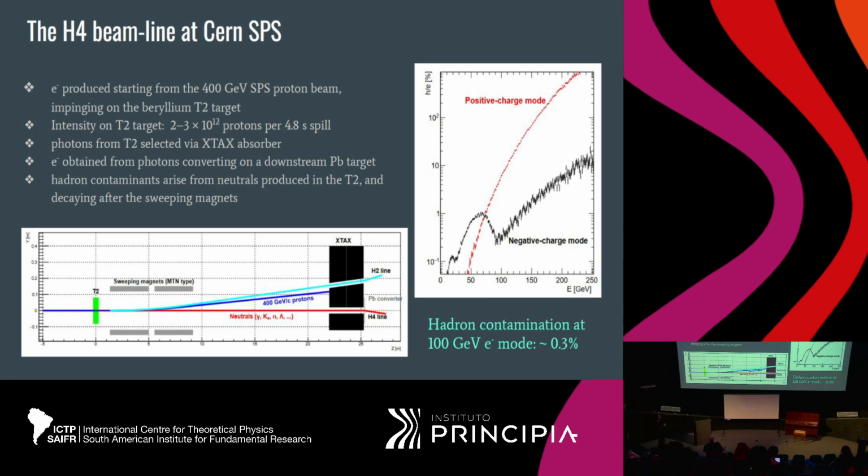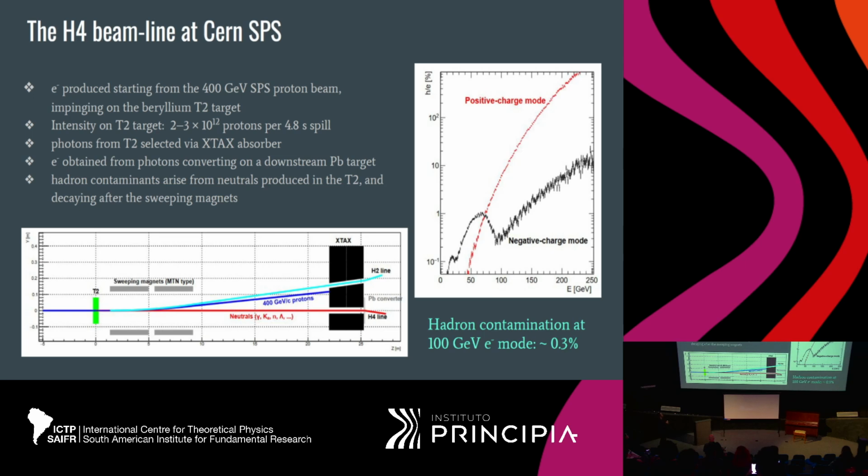After the target you have some sweeping magnets that bend all particles that are charged, and only the neutral particles go in a straight line, and within neutrals the main component are photons. Then there is the so-called X-TAX, which is just a shielding that has some holes in it, so you can select the kind of particles depending on momentum. But we are interested in just the straight-going trajectory for photons, because we have here a lead converter, and the lead converts photons into pairs of electron and positron, and finally you have your electron beam.